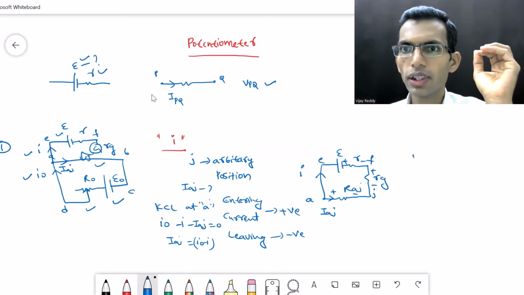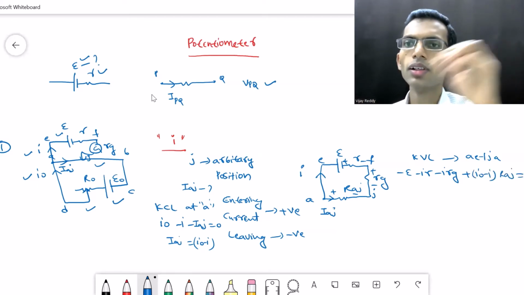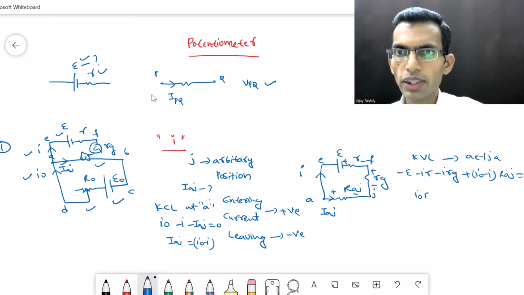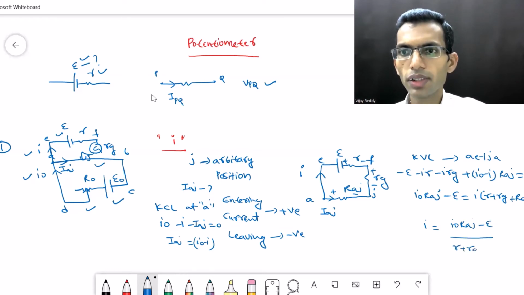So let us apply KVL to this loop AEFJA. When we apply KVL to loop AEFJA, we are going to get minus E minus IR minus IRG plus I naught RAJ is equal to 0. This is KVL. When we separate terms, what are we going to get? I naught RAJ minus E is equal to I into R plus RG plus RAJ. So I is equal to I naught RAJ minus E by R plus RG plus RAJ.